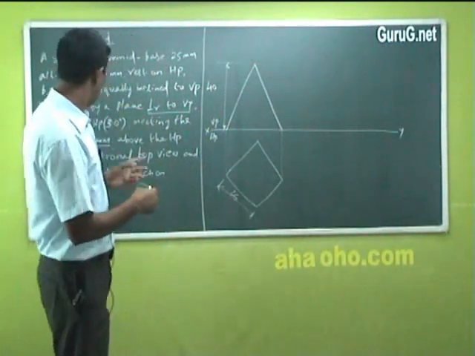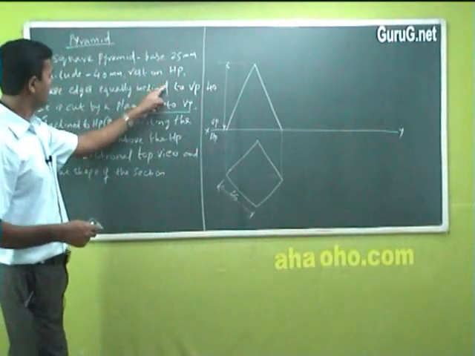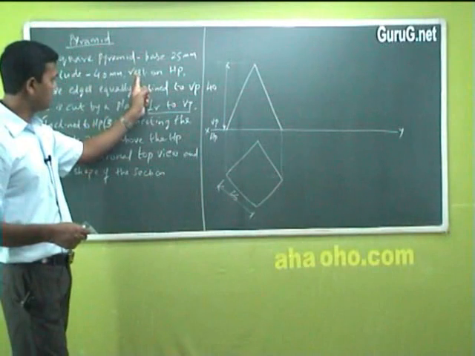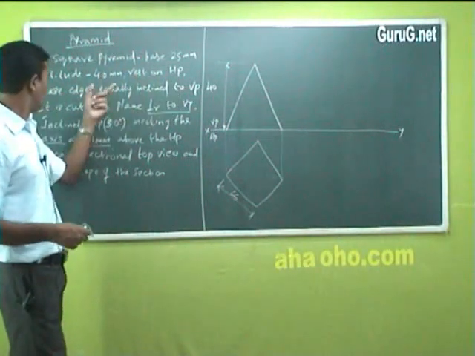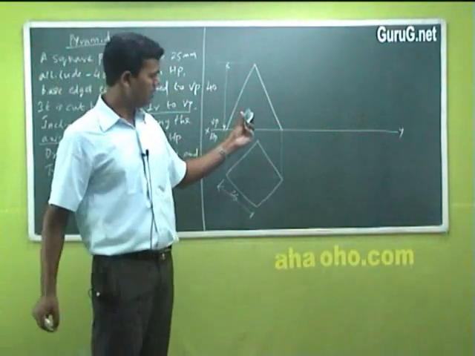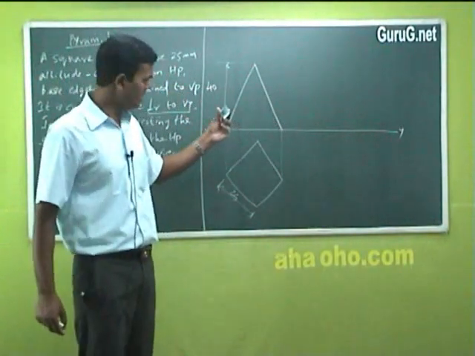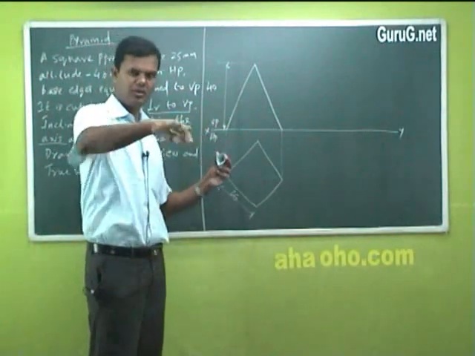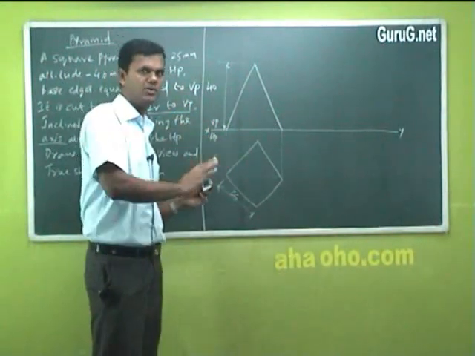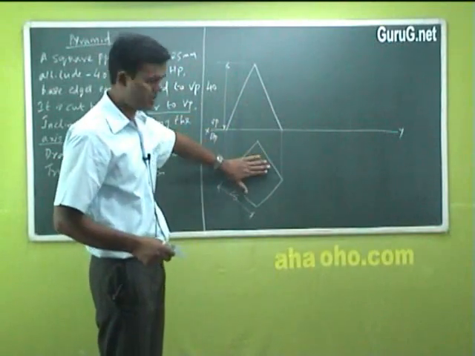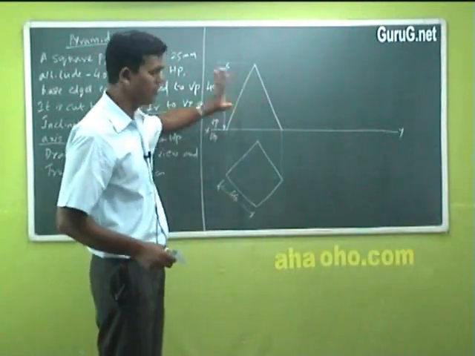Is it okay? Now it rests on base edge. Why is it written? The pyramid rests on HP, base edges equally inclined to VP. This is what I made by tilting it. I made these base edges equally inclined to VP. These theories we have already done and many problems we have solved. Now this is your setup of the first top view. This is the true shape and your front view.